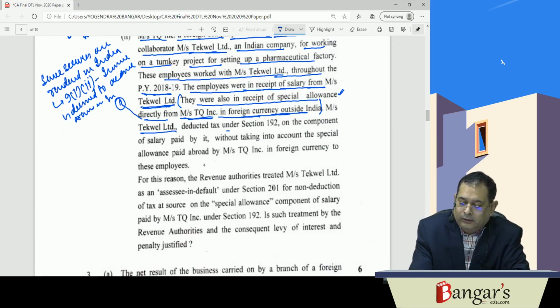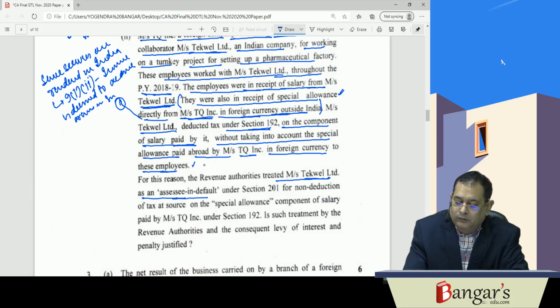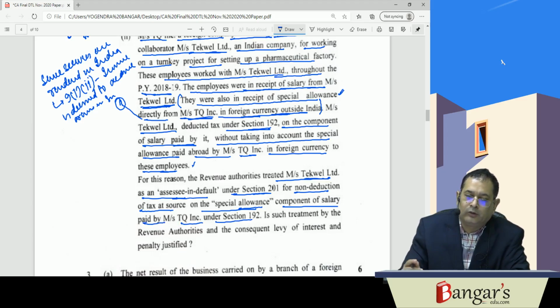Messrs Techwell Limited deducted tax under 192 on the component of salary paid by it without taking into account the special allowance paid abroad by Messrs TQINC in foreign currency to these employees. Now for this reason, the revenue authorities treated Messrs Techwell Limited as assessee in default under section 201 for non-deduction of tax at source on the special allowances component of salary paid by Messrs TQINC under section 192. Now they have treated this particular Techwell Limited as assessee in default because you have not deducted tax at source on the special allowances. Is such treatment of revenue authorities and consequent levy of interest and penalty justified?